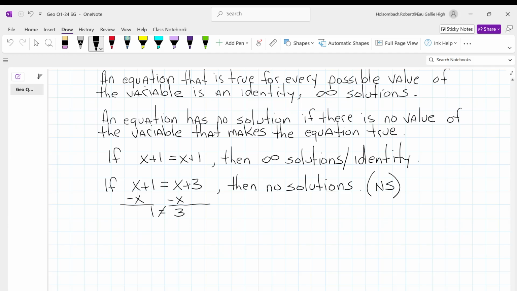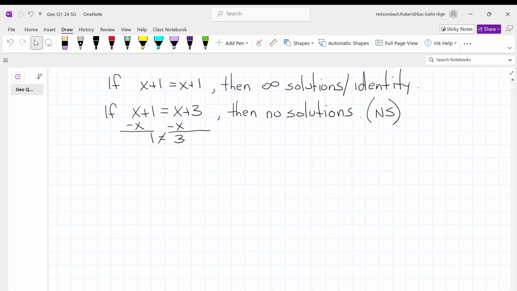But if you get to a point in the problem where the left side is not going to equal the right side, if you get to 5x is equal to 6x, is that ever going to be true? 5 times a number is never going to equal 6 times the same number, is it? Okay? That's no solution.